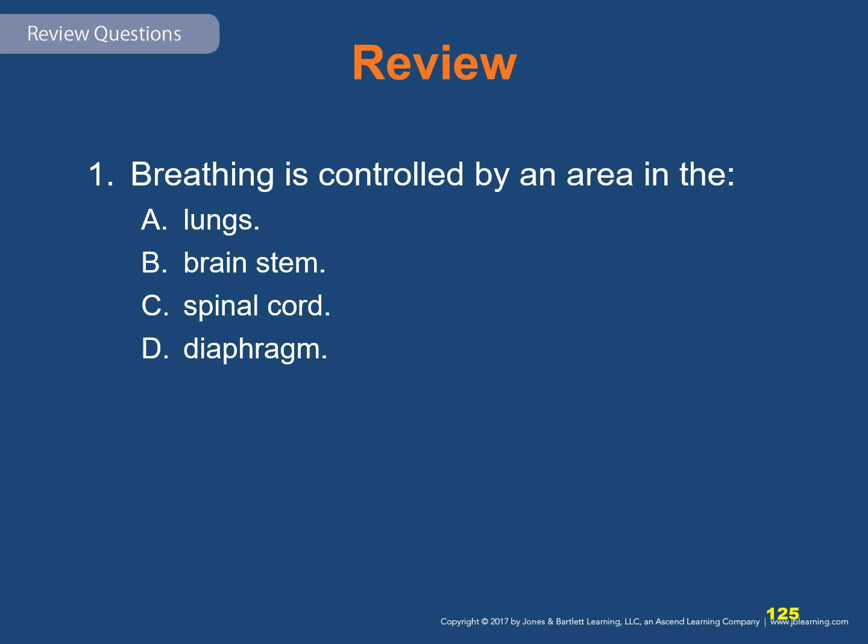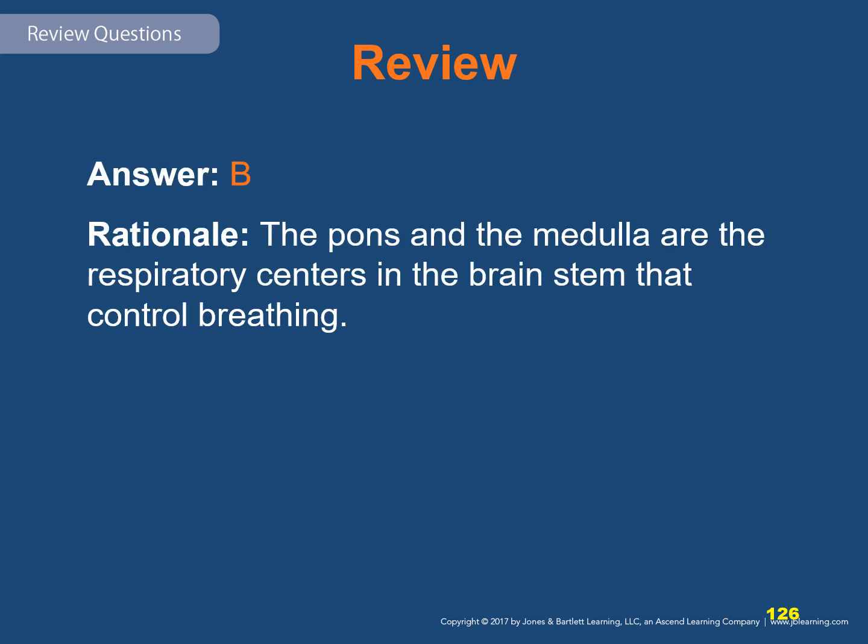Number 1, breathing is controlled by an area in the lungs, brainstem, spinal cord, and diaphragm. And I said this one specifically, so you should remember it. The answer is B. The pons and medulla are the respiratory centers in the brainstem that control breathing.